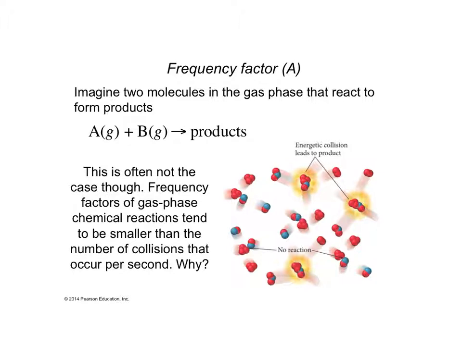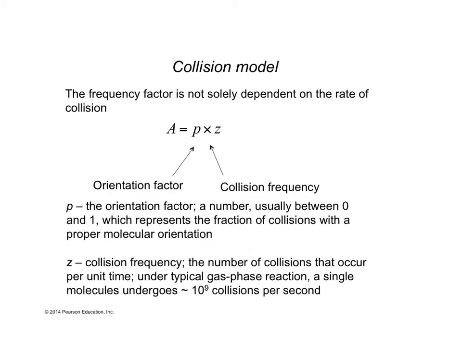What's going to happen with respect to this frequency factor is that it's going to depend on 2 separate things. There's one thing that we call the orientation factor, and again, this is going to be a fraction between 0 and 1. And another thing that we call the collision frequency, which is just the number of times they collide per unit time. So what does this orientation factor have to do with anything?